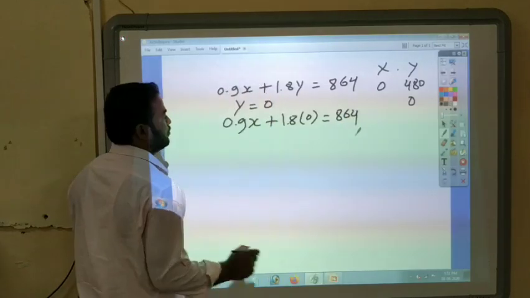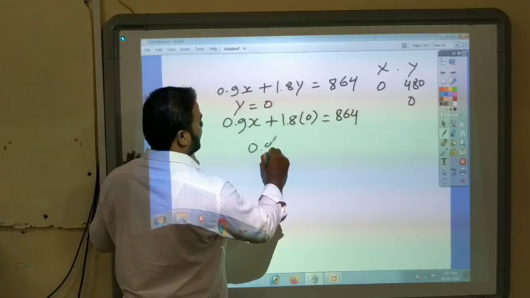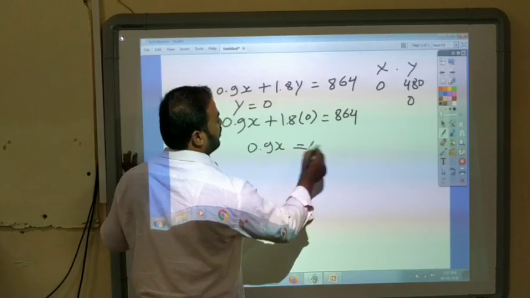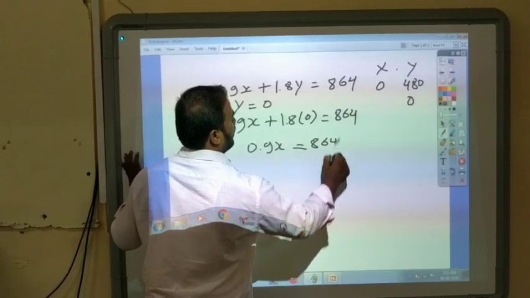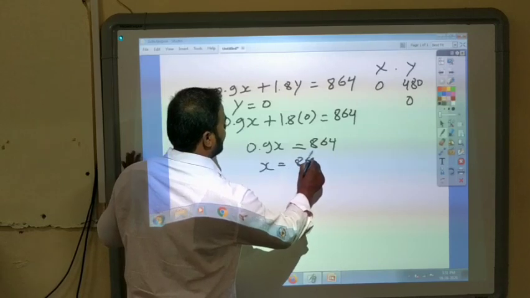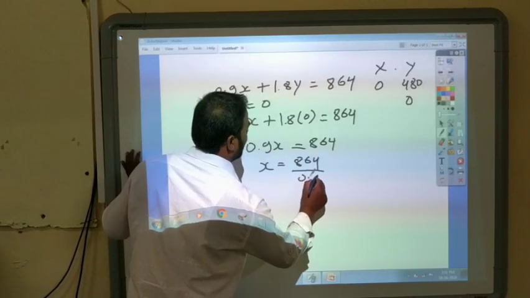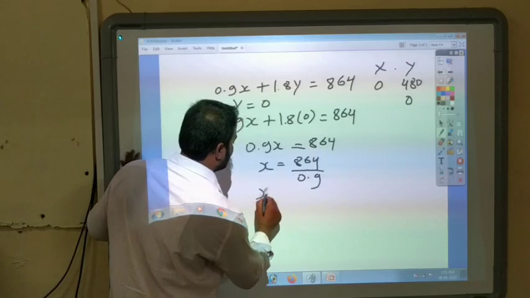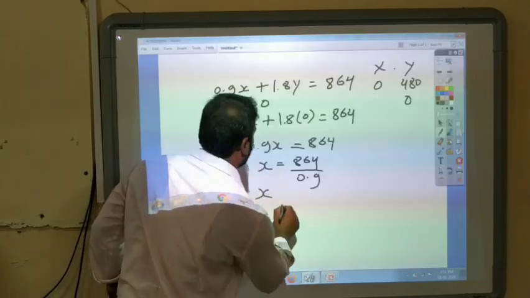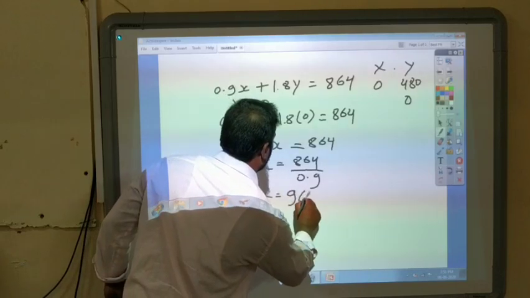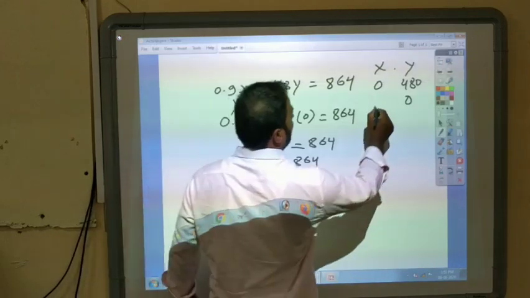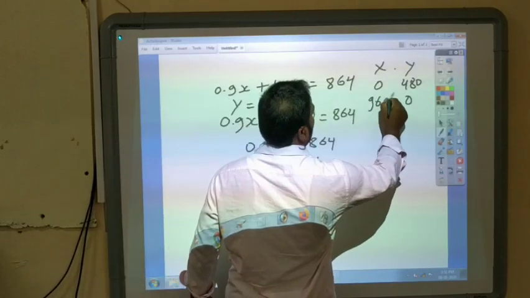Right. Now 0.9x is equal to 1.8 into 0, 864. Now x is equal to 864 divided by 0.9. Now value of x would become 960. Correct? Now we identified the value for x is 960.